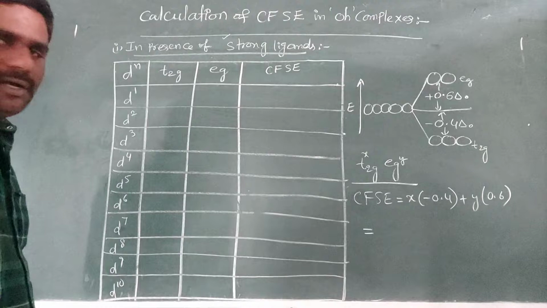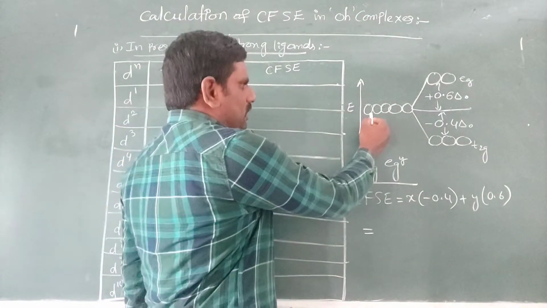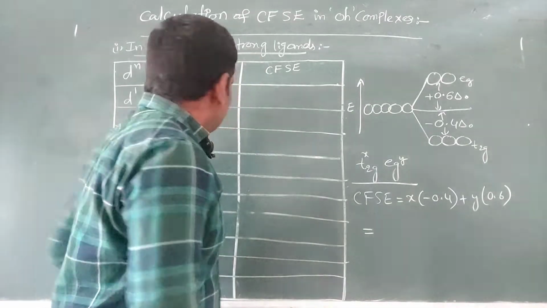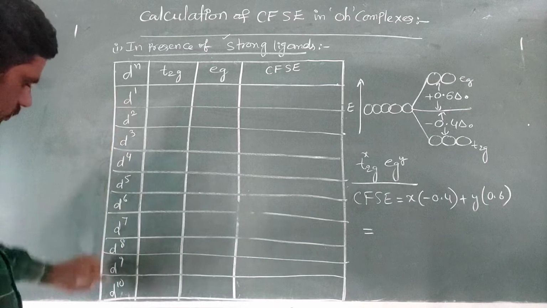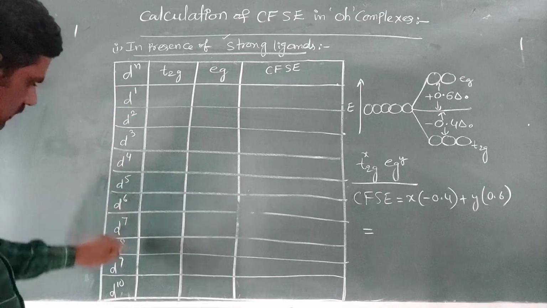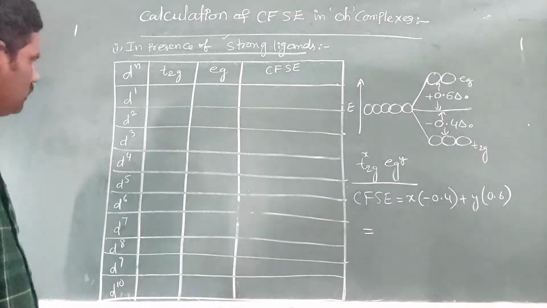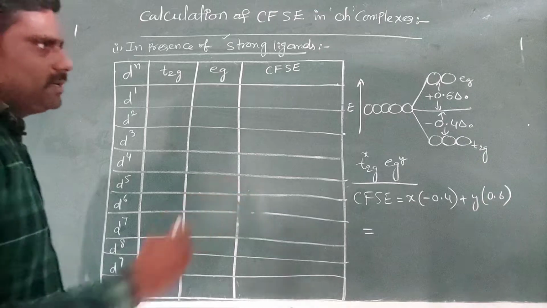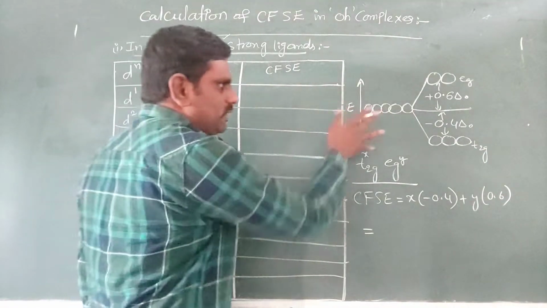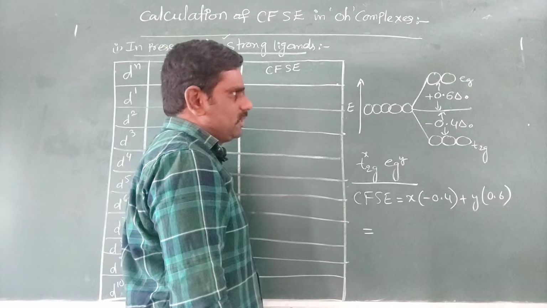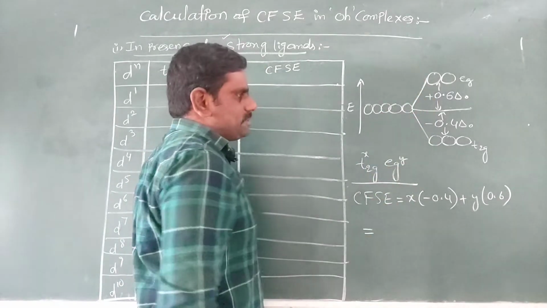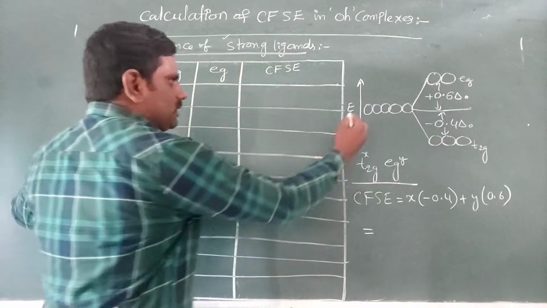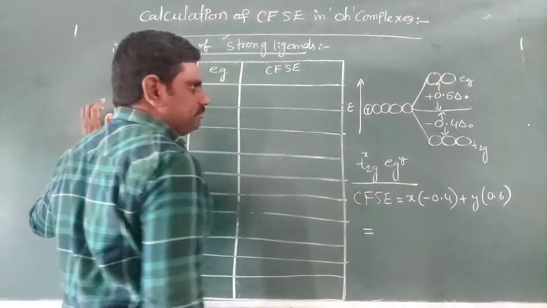an octahedral complex? Students, you know it is the splitting pattern in an octahedral complex. These are the systems, D1 system to D10 system, meaning the number of electrons present in the d orbital during the formation of a complex. So after formation of a complex, how are electrons arranged into the split orbitals? We will discuss one by one. First, the D1 configuration.